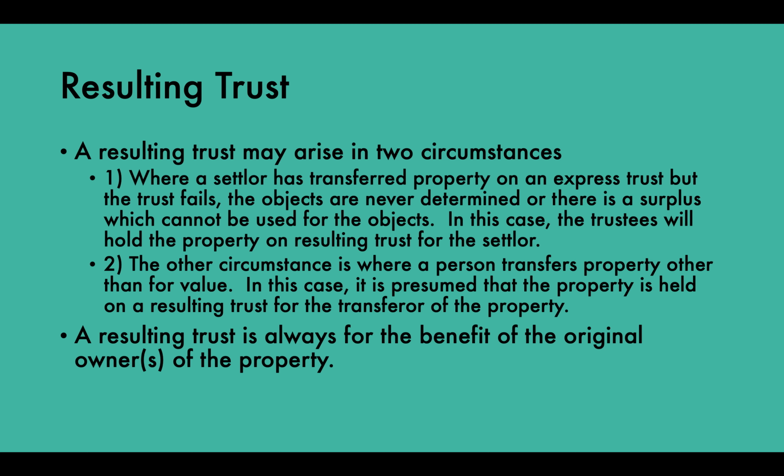The other circumstance is where a person transfers property other than for value. In this case, it is presumed that the property is held on resulting trust for the transferor of the property. So, for example, where a gift is made, it is presumed the person did not intend to make a gift unless there is a clear intention. So in such circumstances, a resulting trust arises and the transferor retains or takes a share in the beneficial interest. A resulting trust is always for the benefit of the original owner or owners of the property. Okay, so that is now resulting trusts.